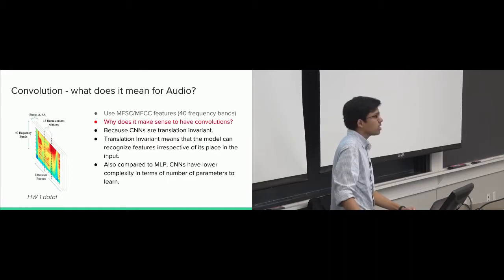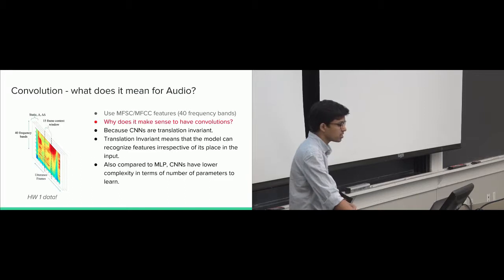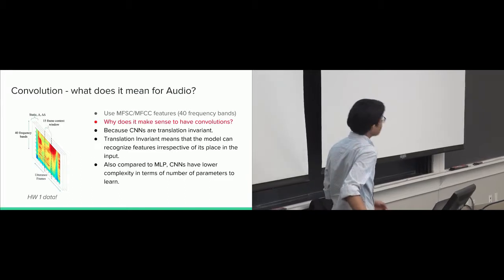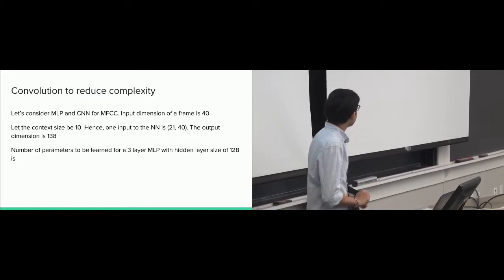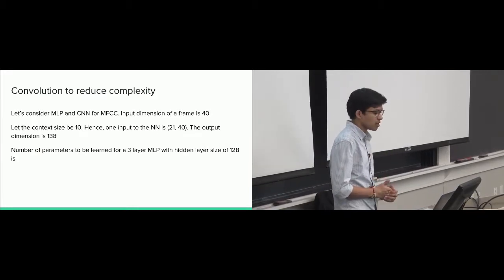Also, compared to the multilayer perceptron, which you did in homework 1 part 2, CNNs have lower complexity in terms of the number of parameters to learn, which I will explain now. Okay, so let's compare MLP and CNN for MFCC.